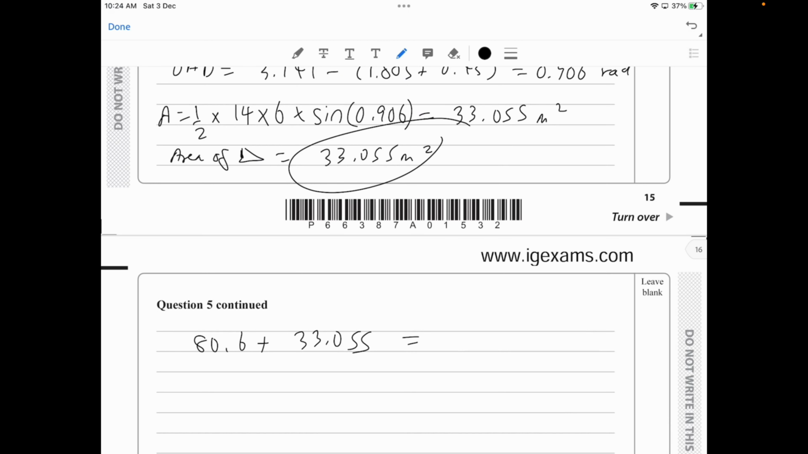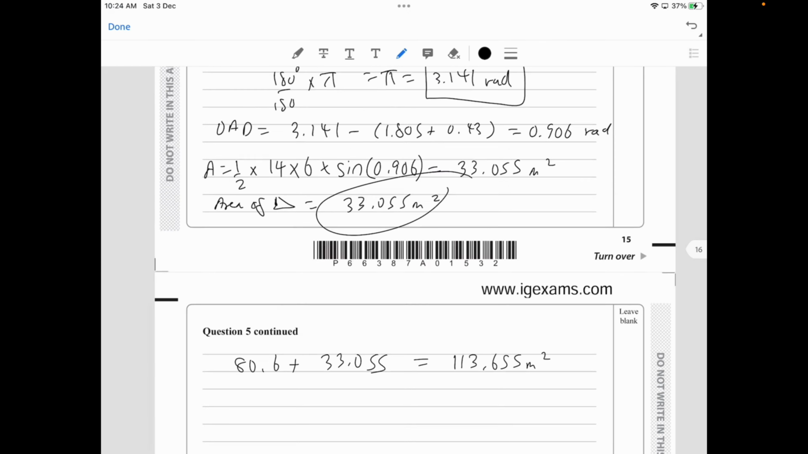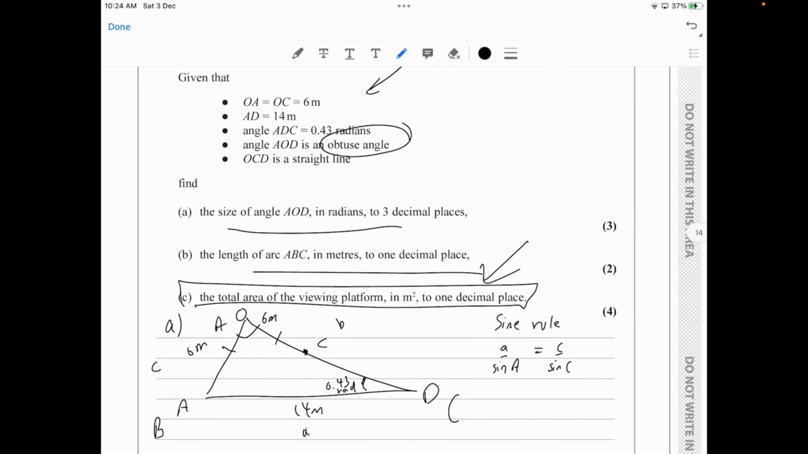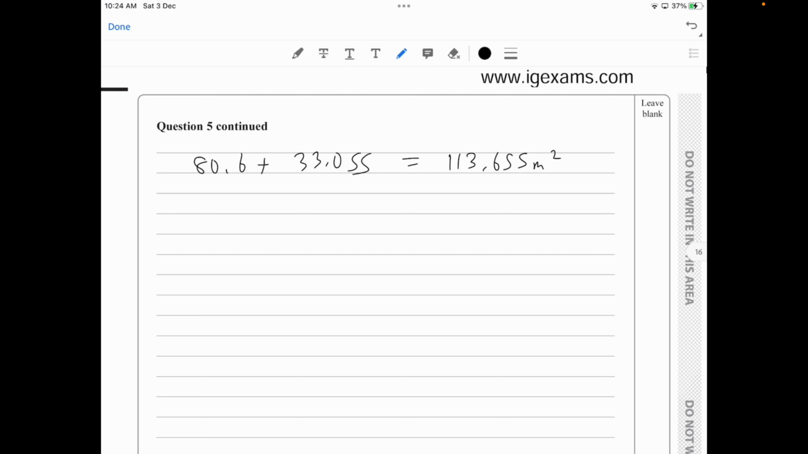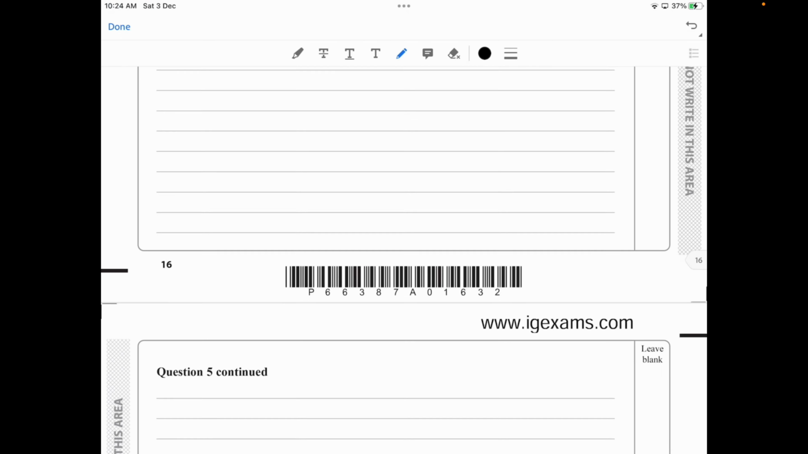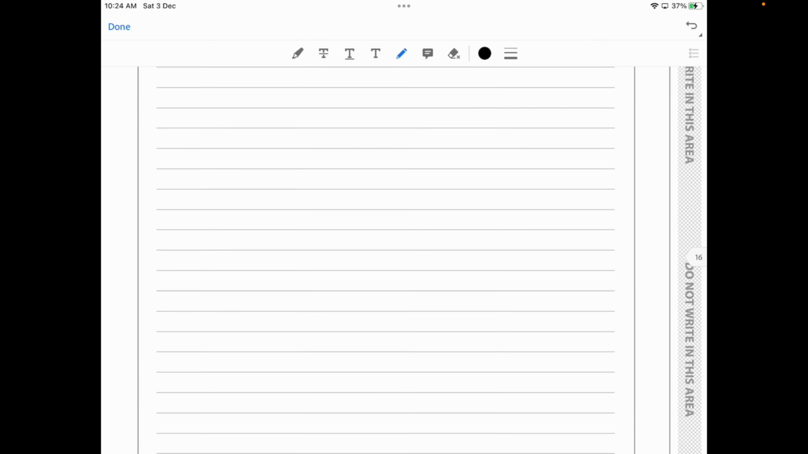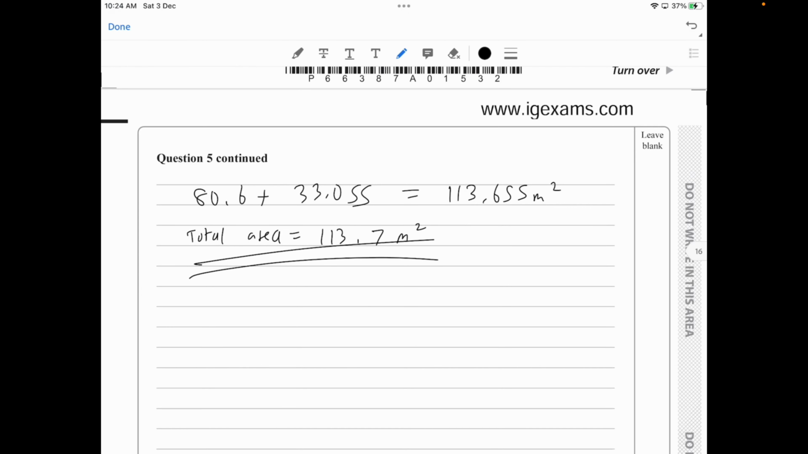We're going to get a final answer of 113.655 meters squared. Since the question is asking us to round it off to approximately 1 decimal place, we're going to write down the total area as 113.7 meters squared. This is going to become your final answer for a total of about 9 marks. Alright, 113.7. Let's move on to the next question.